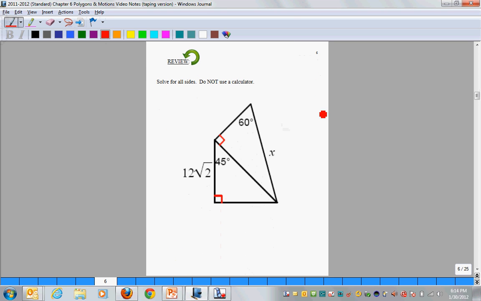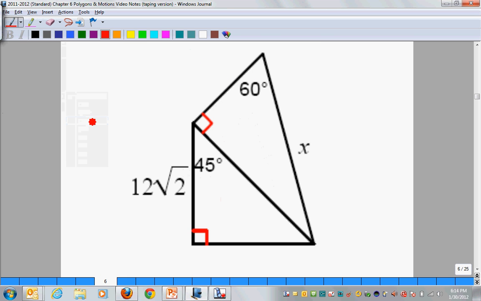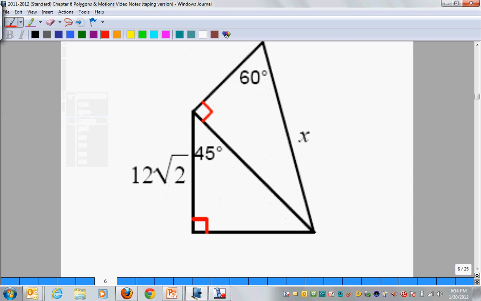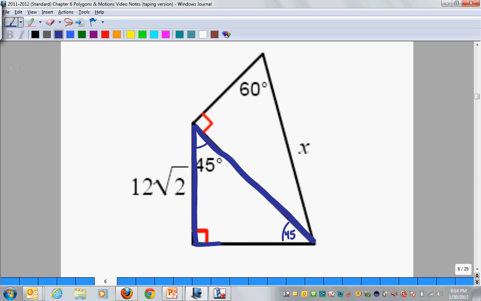Let's do a quick review. We're not going to use a calculator. Let's ask ourselves what we have here. We have two triangles. We can see here that we have a 45, and this would have to be a 45-45 triangle. And then here, of course, would be a 30-60-90 triangle.